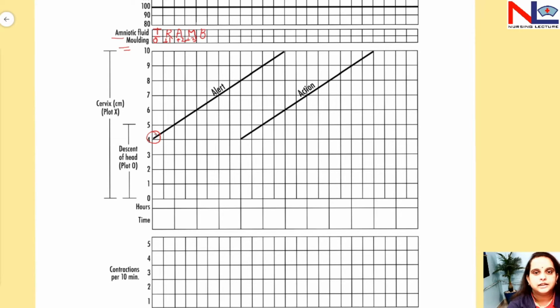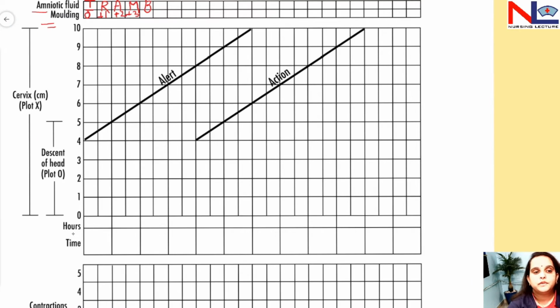The remaining, the alert line and the action line, are the same, and the dilatation rate is also the same, that is 1 centimeter per hour. So if a woman comes at 11 a.m. and at that time she has 4 centimeter dilatation, it means she is in the active phase. We point the X here, and at 12 p.m. if her cervical dilatation becomes 5 centimeters, we mark another X, and then we join these two marks together by a straight line.